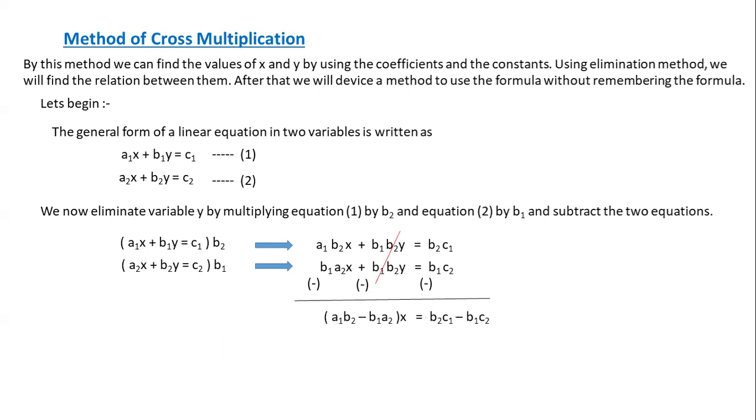And what are we left with? We are left with these two items, a1b2 minus b1a2 times x is equal to b2c1 minus b1c2. You take this term factor down, it becomes x is equal to b2c1 minus b1c2 upon a1b2 minus b1a2. Clear? So we have found the x value.